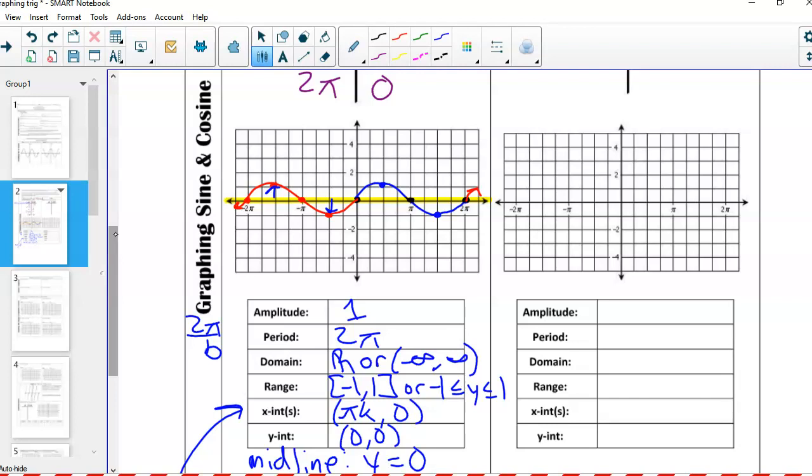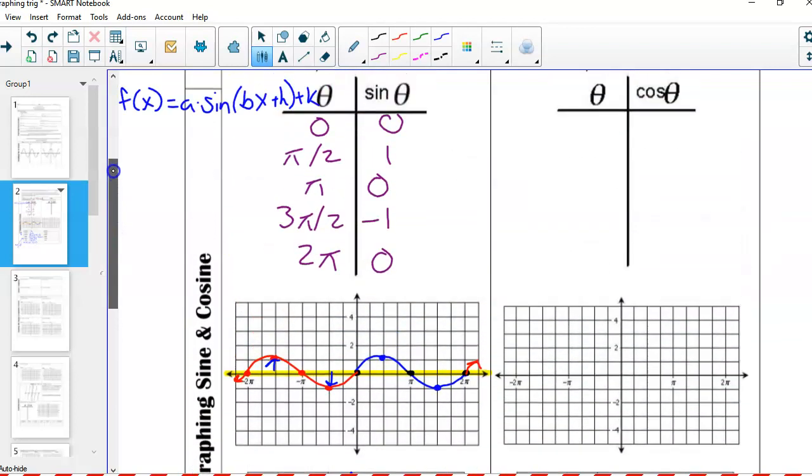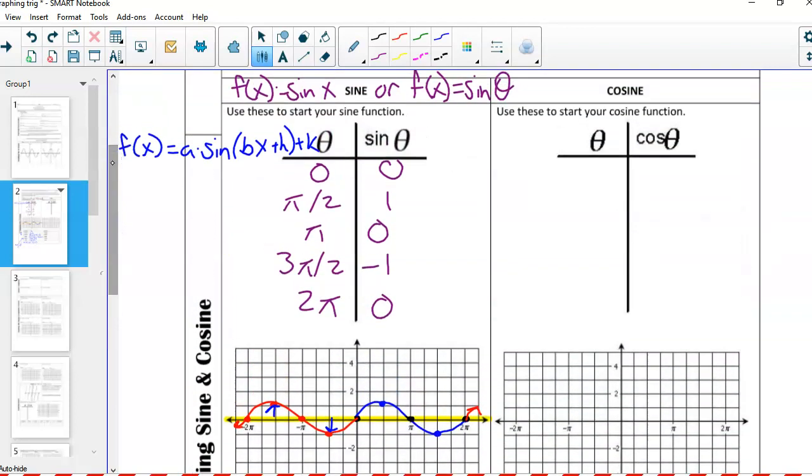Questions on your sine function before we do cosine? Right. Same thing, this could be f of x equals cosine of x or cosine of theta. I'm not going to write both, but they could be the same thing. Same x values.